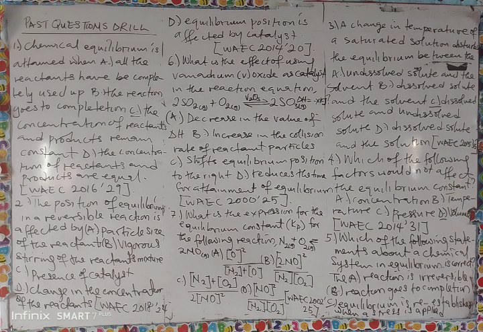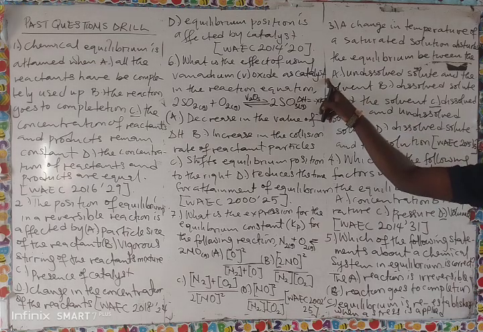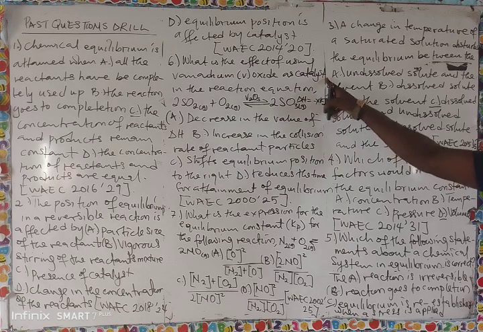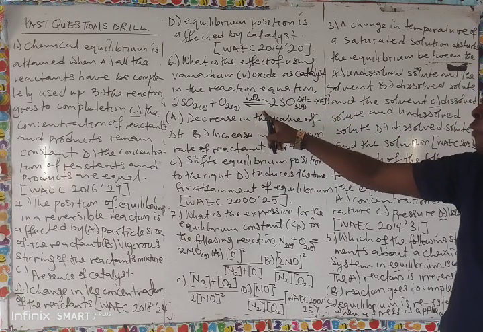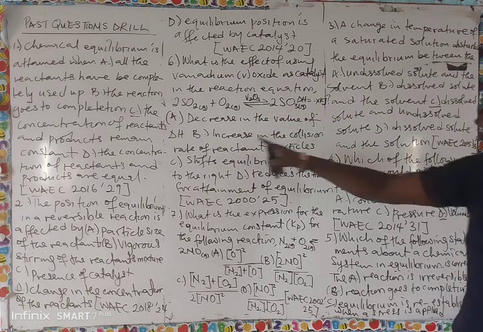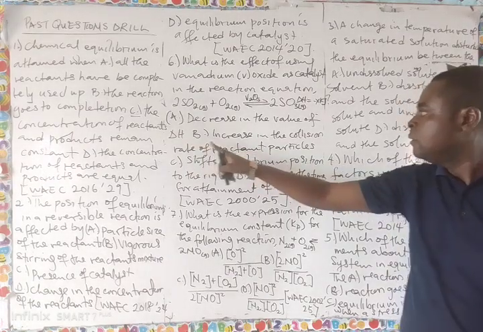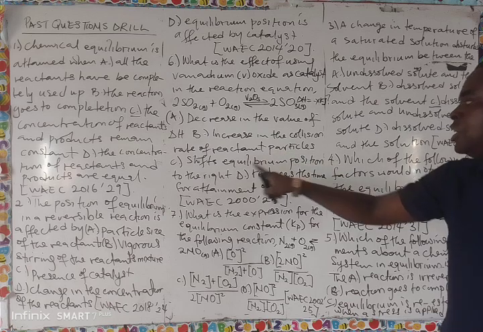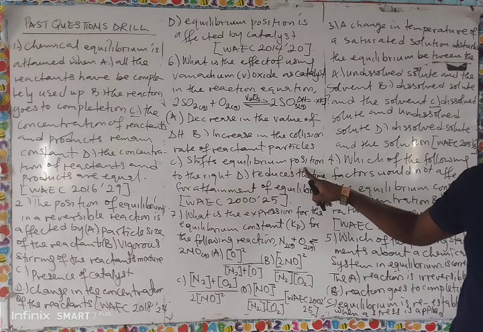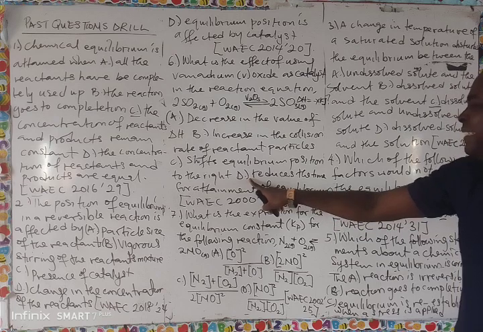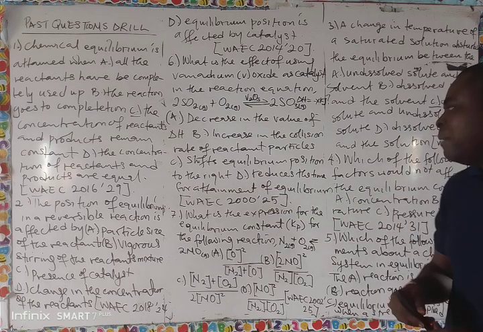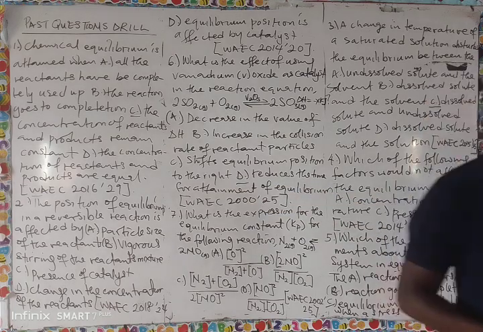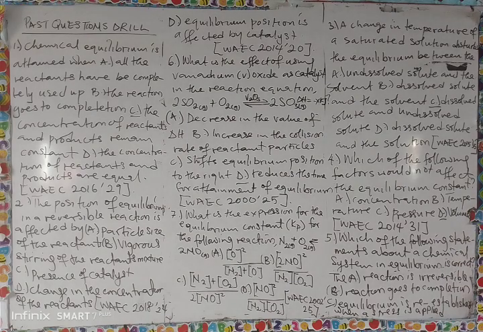Now, what is the effect of using vanadium(V) oxide as catalyst? What is the effect of catalyst in the reaction above? A. Decreasing the value of delta H. No. Increasing the collision rate of reactant particles. No. Shift the equilibrium position. No, it doesn't shift the equilibrium. Now, reduces the time for attainment of equilibrium. Catalyst makes equilibrium to be attained faster. So that is the answer.